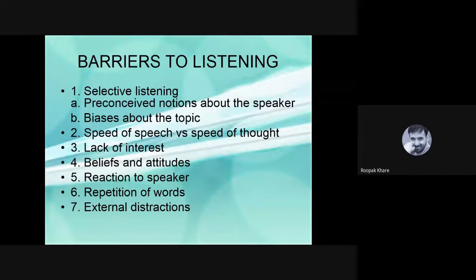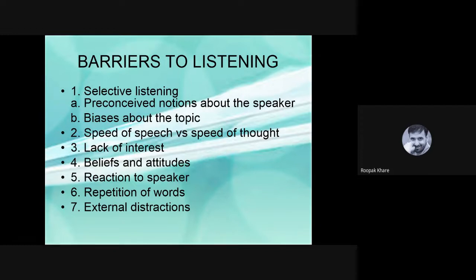So, what are these barriers to listening? What makes somebody a bad listener? Selective listening, only listening to those things that you want to listen to. Preconceived notions about speakers. When you go to these government offices, a lot of people don't even listen. They only want to listen to certain people with authority or who come up with certain channels. So preconceived notions that you have about the speakers, biases about the topic. There are certain topics that you don't want to listen to, or you have very strong opinions about that topic. You don't listen. You are selective in listening.